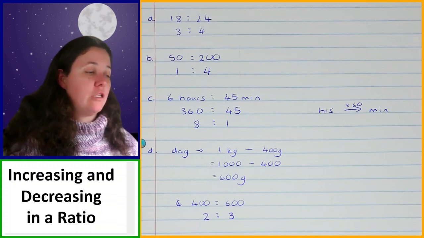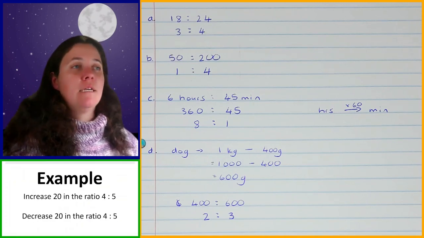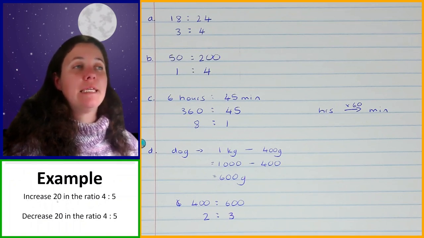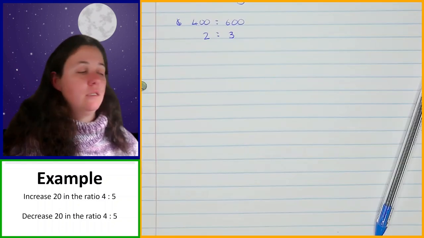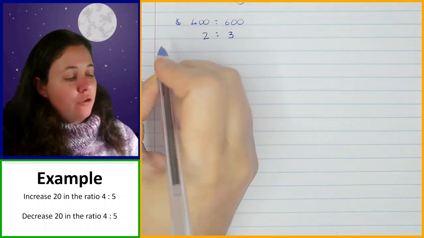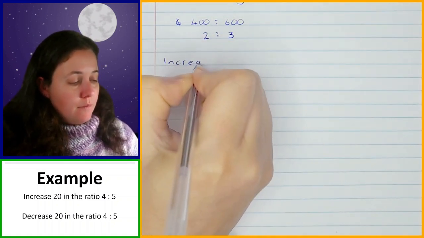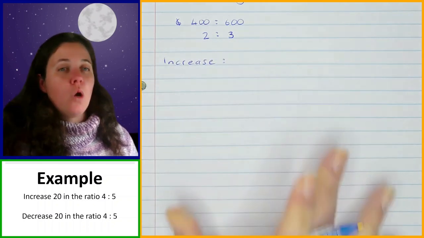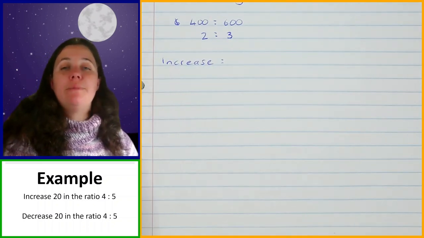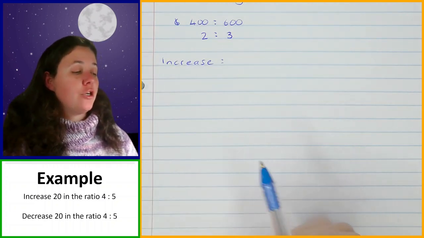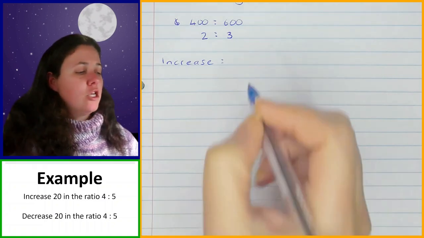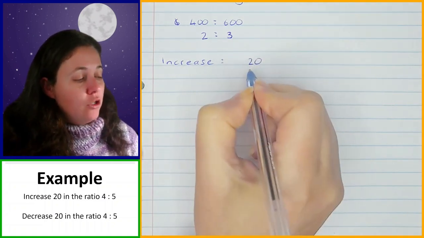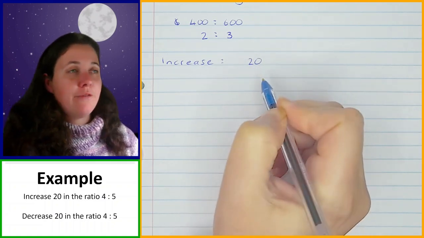The first example we're going to look at is this one over here. We're going to be doing both increasing and decreasing of the number 20 in the ratio 4 to 5. Okay, so first of all, for increasing, when we increase obviously means to make bigger, okay? So in order to increase something, I need to be doing something that will actually make it bigger. So I've got the number 20, and I need to increase this in the ratio 4 to 5.